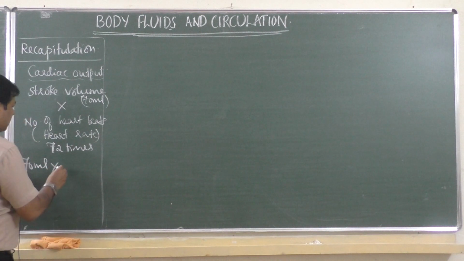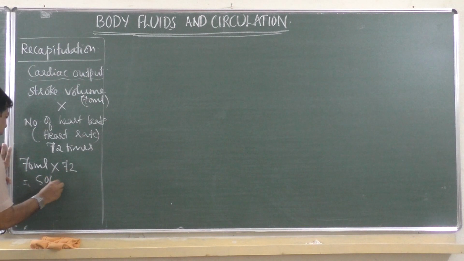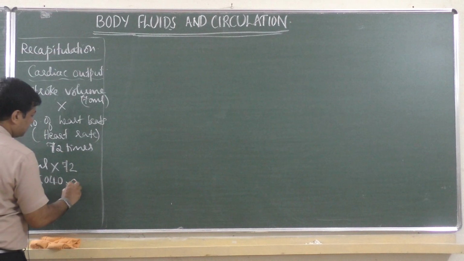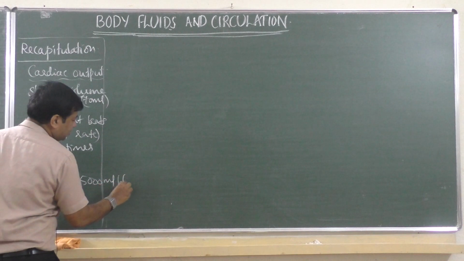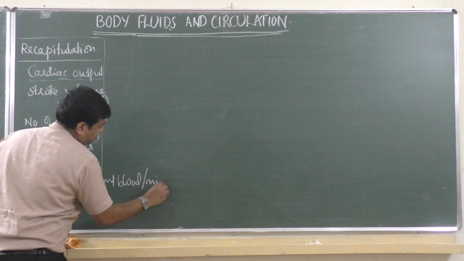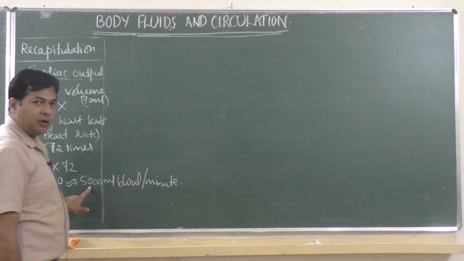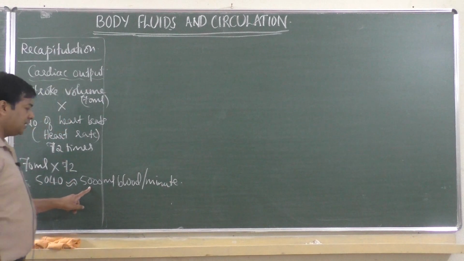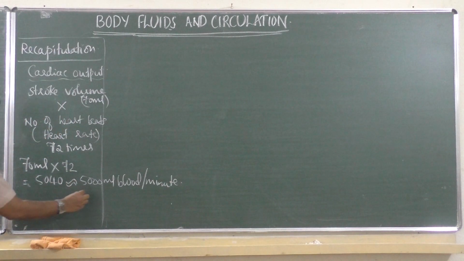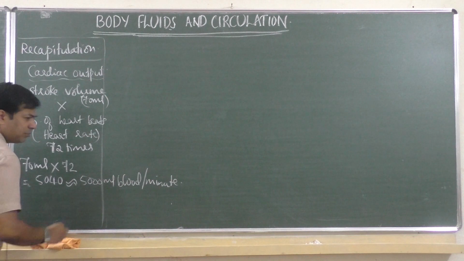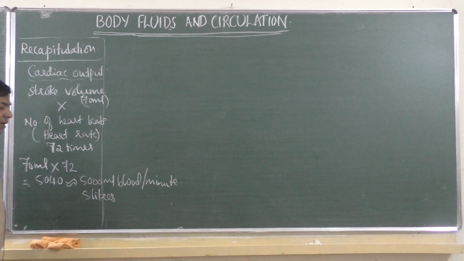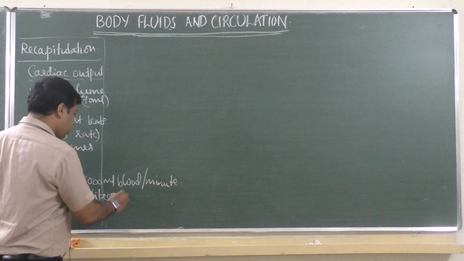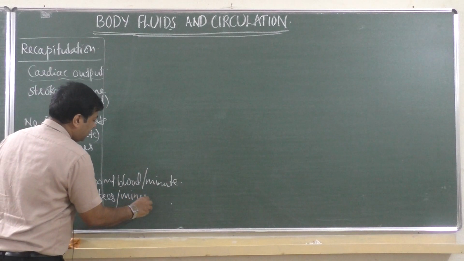into 72 times it beats. So it comes to some 5040. So this is approximately equal to 5000 ml of blood per minute. This is the volume of blood pumped by the ventricles in 1 minute. 1000 ml means 1 liter, so 5000 ml means 5 liters. So cardiac output means 5 liters of blood pumped by the heart in 1 minute.